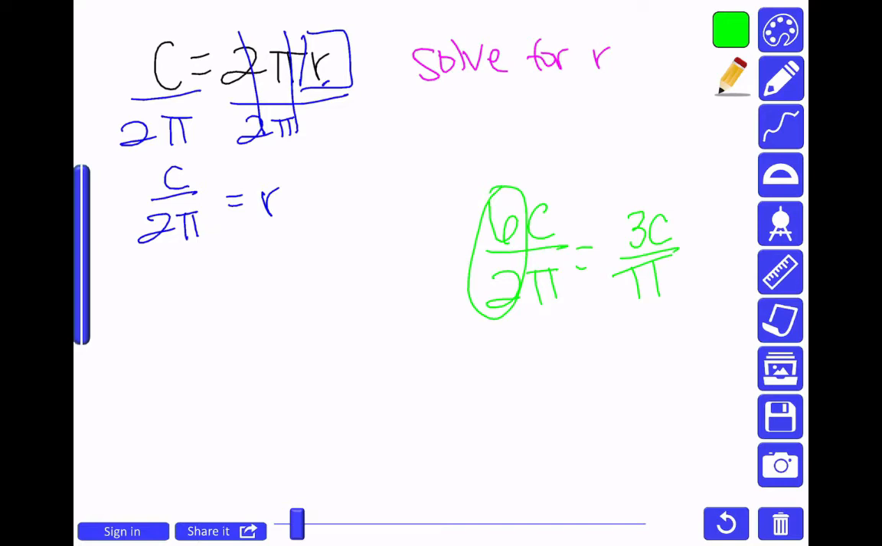But over here, I don't have a coefficient in front of the C. I do, but it's a 1. And so that would be my simplified answer. So r equals the circumference divided by 2 pi.